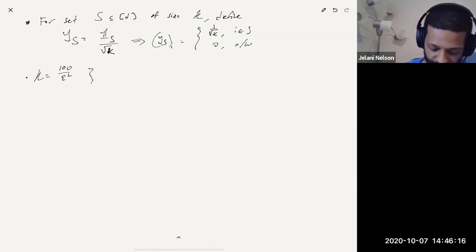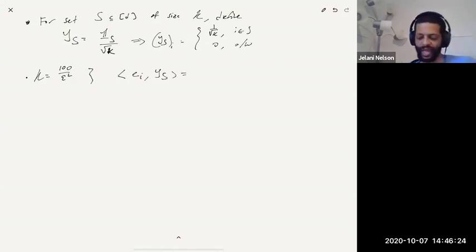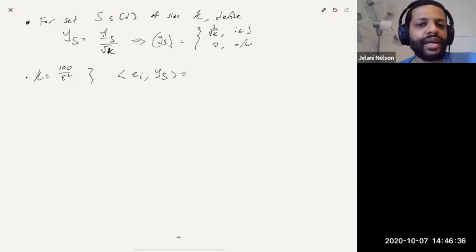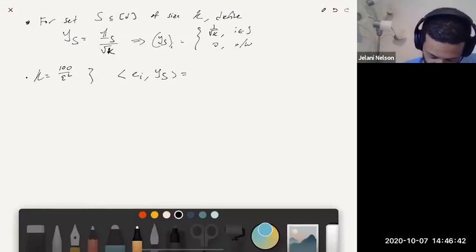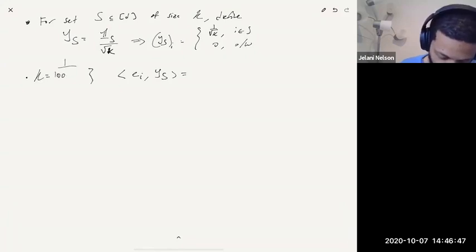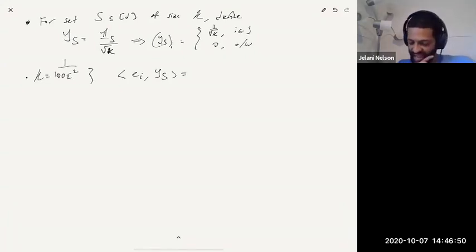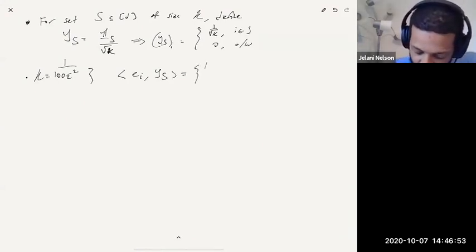Now, what do I know? I know that basically dot products encode information. If I look at EI dotted with YS, this is either going to be 1 over root K or 0. EI dotted with YS is also known as YS sub I. So that's exactly as above. So 1 over root K, and actually, I think I want the 100 to be in the denominator. One over 100 epsilon squared. So EI dot YS is either going to be 10 epsilon if I is in S or 0 otherwise.